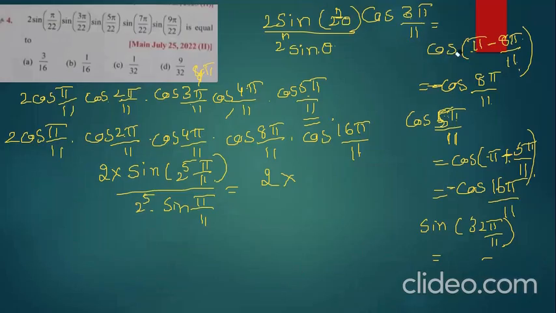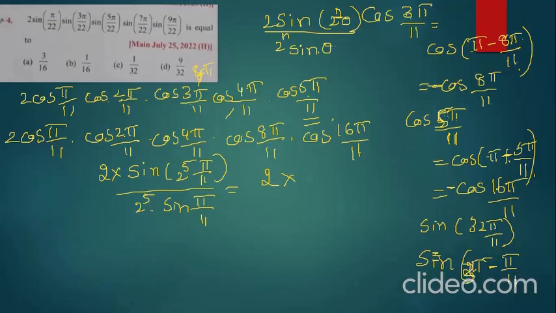Sine 2 power 5 pi by 11, 32 pi by 11, let me write this, sine of 32 pi by 11, right? So can I write this as 2 pi, 2 into 180, 2 power 5, 32. So can I write this as sine pi minus pi by 11? 11 pi minus pi, that is 10 pi. No, not possible. 32 pi means 2 pi I am taking. 2 pi and 3 pi you take.